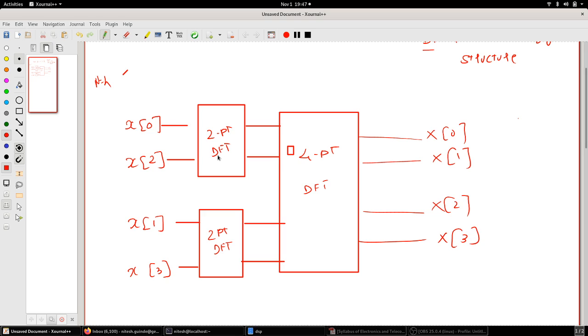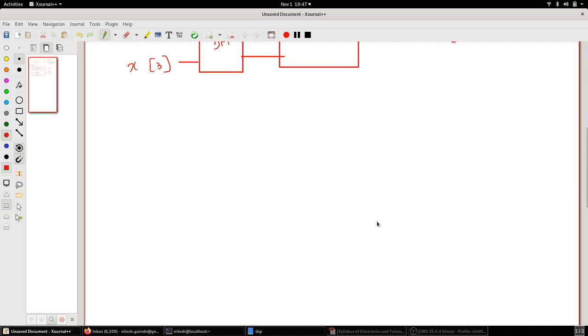In DIT, this is the time domain side, so it's a decimation in the time domain. So this is not in order, but in the frequency domain, the outputs that you get are in order. So let's start with the problem. We will draw the butterfly structure first.